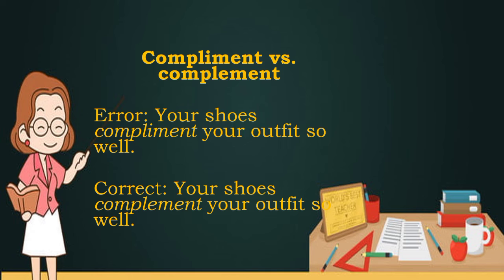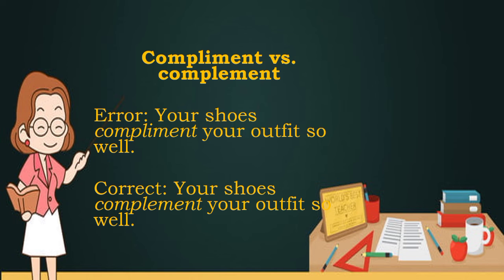"compliment," refers to something nice that you tell to someone, while the second "complement," which is spelled as "complement," refers to something that goes well together. For example, your shoes complement your outfit so well. So before, I thought this is correct because I thought that the first compliment is the past tense of the second complement. So later on, I realized that I was wrong.